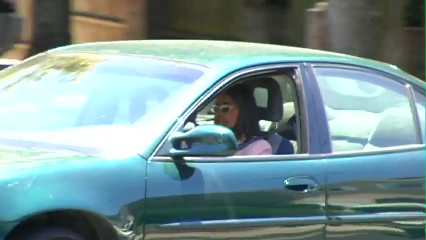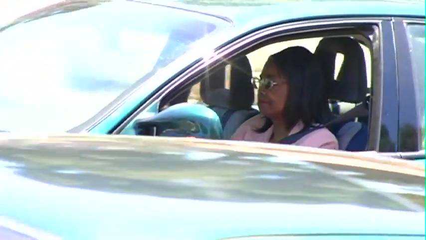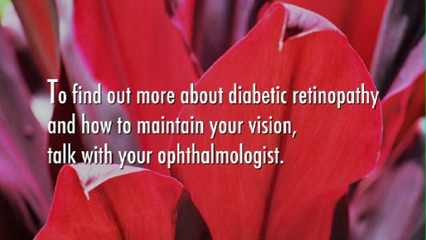So it's important that you keep regular appointments with your ophthalmologist to help prevent vision loss. These appointments should be at least once a year, or more frequently depending on the severity of your eye problems. Also, if you have any changes in your vision, you should call your ophthalmologist right away. If you have diabetes, you can significantly lower your risk of vision loss by maintaining strict control of your blood sugar level. To find out more about diabetic retinopathy and how to maintain your vision, talk with your ophthalmologist.